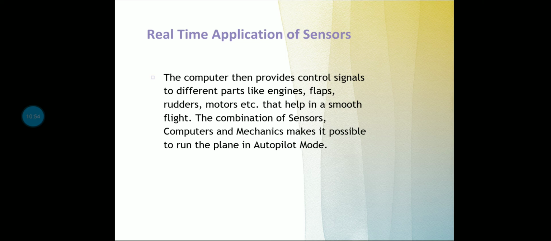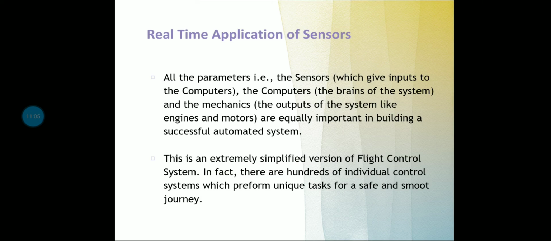That help in smooth flying of the flight. The combination of the sensors, computer and mechanism makes it possible to run a plane in autopilot mode. Okay, so this is all about the real time application of sensors. All the parameters of the sensors and the computers are equally important in building a successful automated system. Okay, this is an extremely simplified version of the flight control system, which is a real time application of IoT or sensors. In fact, there are hundreds of individual control systems which perform unit tasks for a safe and smooth journey.